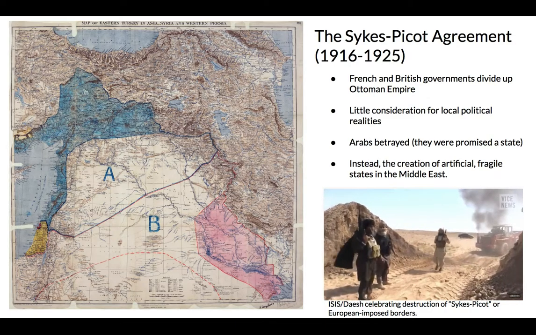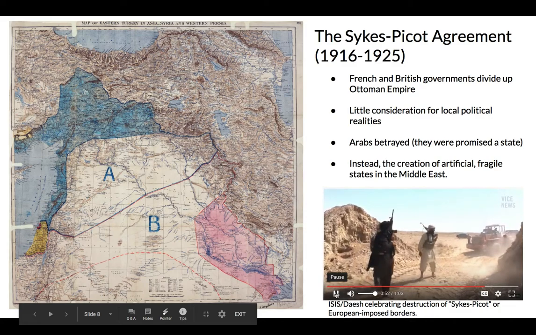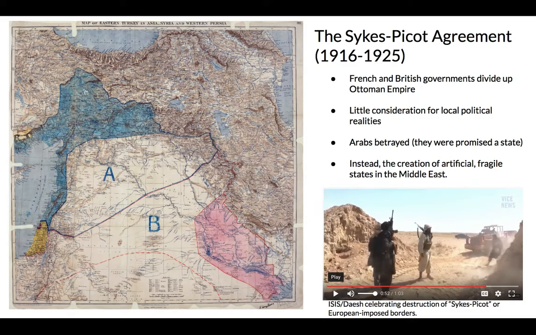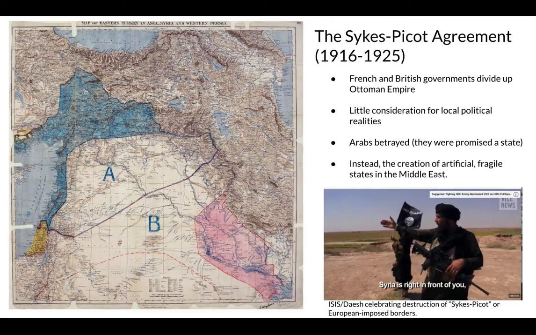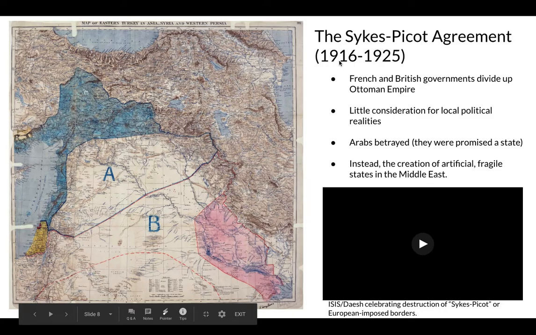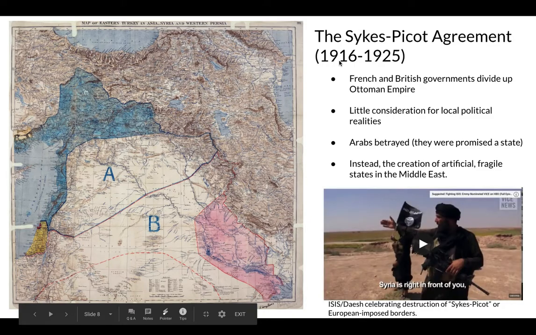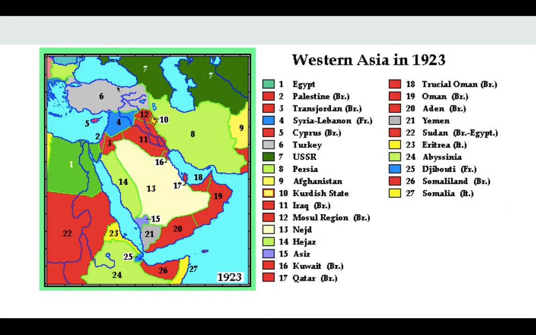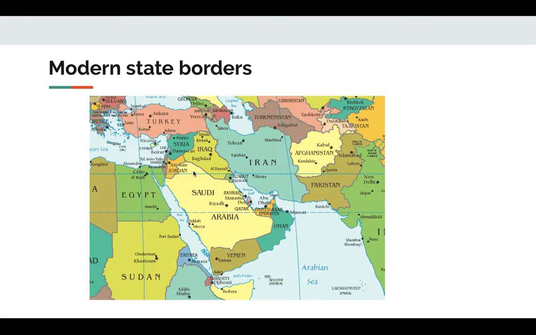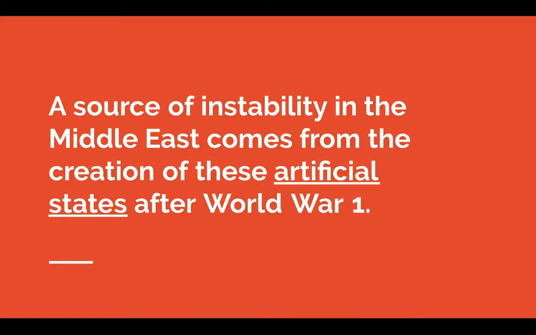So that is the border between Iraq and Syria, and it was seen as dividing the Arab and Muslim population. Now, this agreement was started around 1915 and 1916. It extended over the next 10 years. We had different kind of territorial agreements. Eventually, we settled on these modern borders. And we can see that this was a source of instability in the Middle East, coming from the creation of these artificial states after World War I. And I'll give you a good example for this.